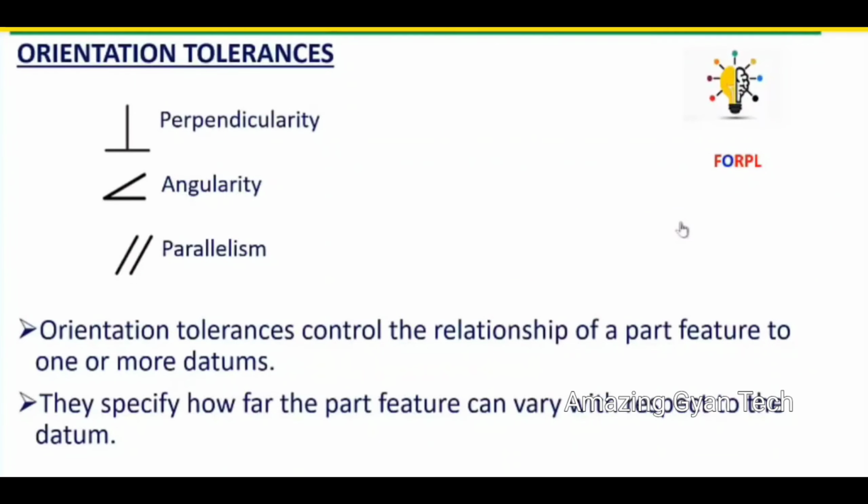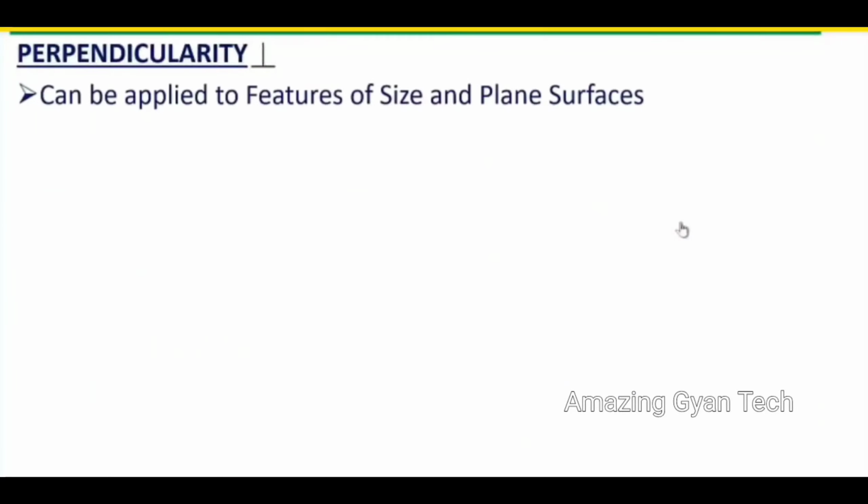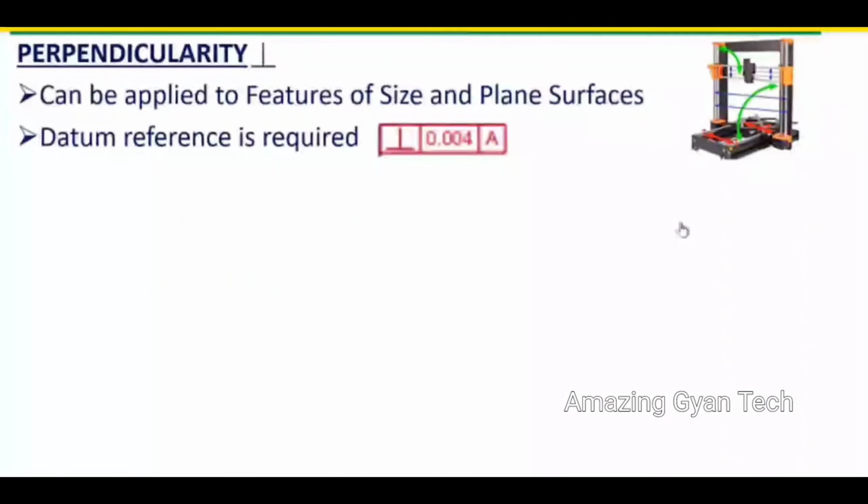How much is the distance it can vary? To explain those things, we need a datum. So that is how orientation tolerance is defined. Now we are going to see the perpendicularity tolerance. Perpendicularity can be applied to features of size as well as to plane surfaces. They always need a datum reference.